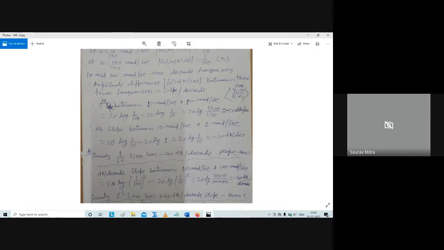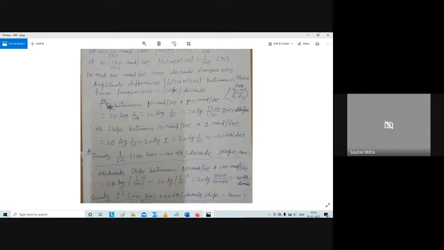Decade means 10 times the frequency. So if I give you 5 radian per second, the decade frequency of that is 50 radian per second. If I give you 1.5 radian per second and ask you to find the slope, you have to find the amplitude at 1.5 radian per second, and you have to tell me the gain at 15 radian per second, because 1.5 and 15 are decade frequencies. So in this case, we know the decade frequency is 10 times. So there is no confusion with x2 and x1.